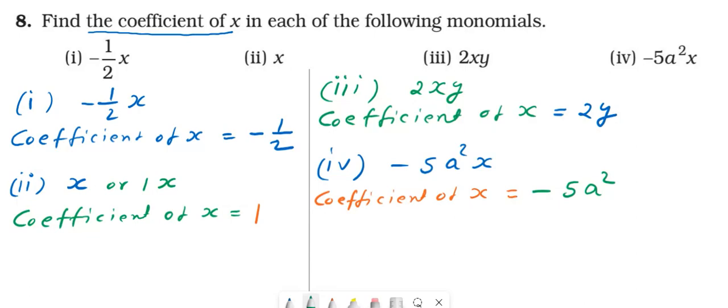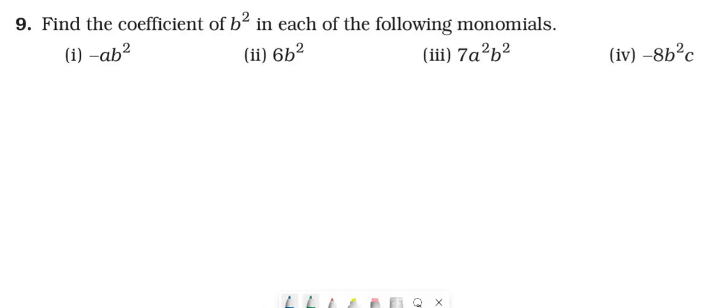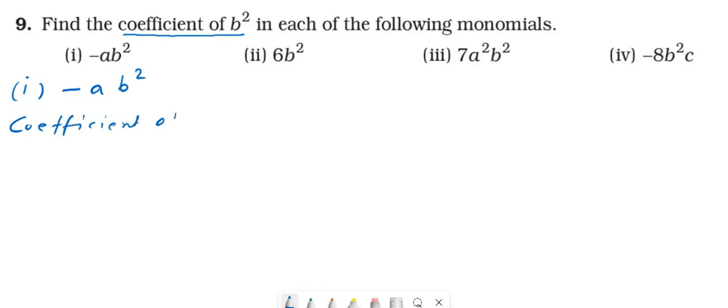Now beta, question number 9. They are asking the coefficient of b square. Now the first part is minus a b square. So beta, coefficient of b square is, beta, what is coefficient? Everything other than b square. It means minus a. Everything other than b square is called the coefficient here. So the coefficient of b square is minus a.